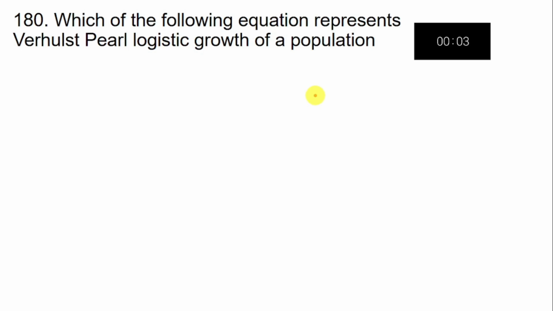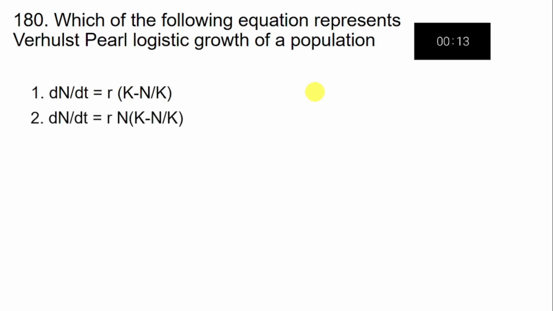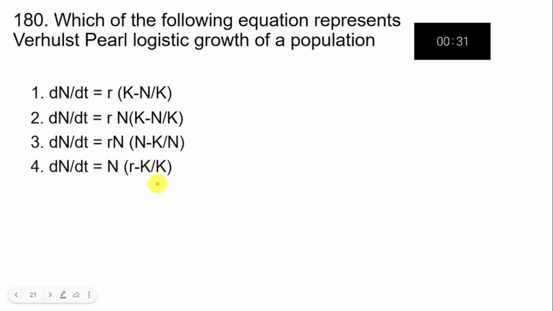Which of the following equation represents Verhulst-Pearl logistic growth of a population? So dN by dt is equal to rN. N is missing in the other one, so this is incorrect. rN in the bracket K minus N, K is carrying capacity, divided by K. So we have the answer. Option 2 is the right answer. rN, N minus K is wrong. This is totally wrong. So option 2 is the only one with the right equation.